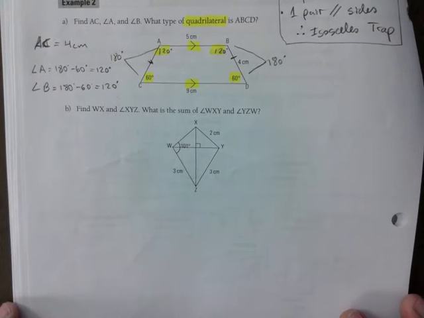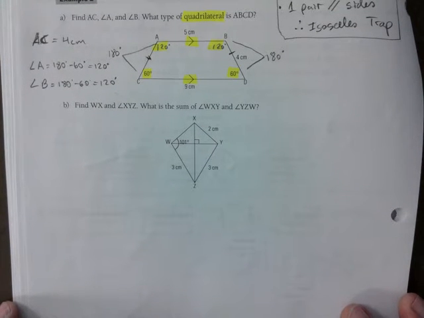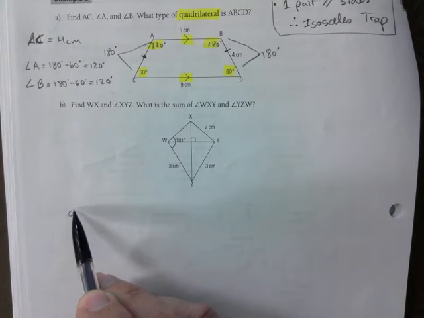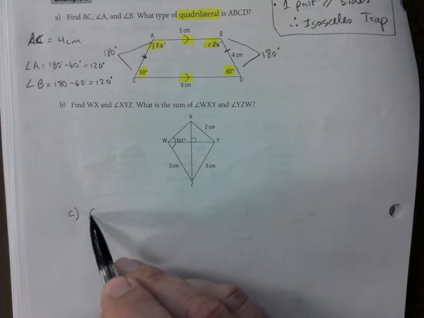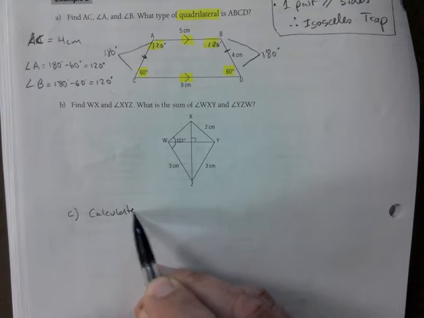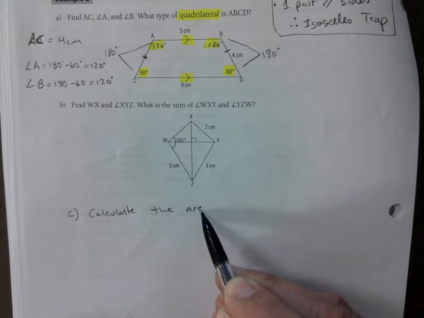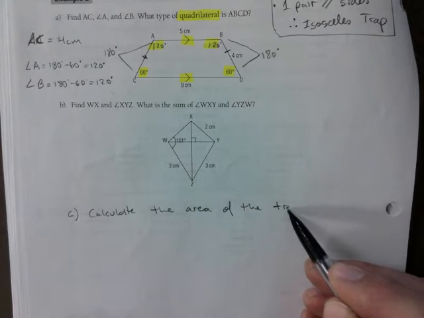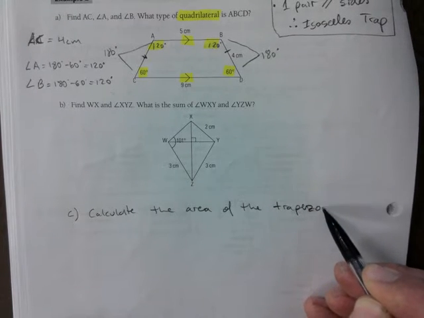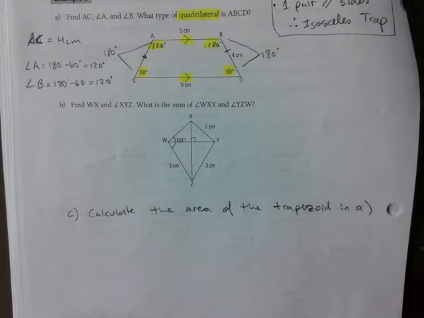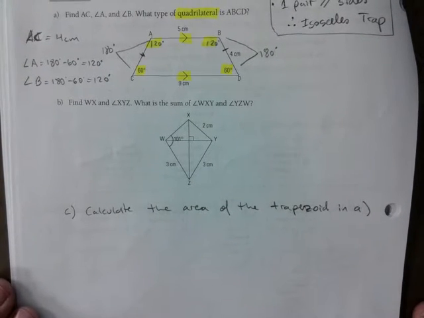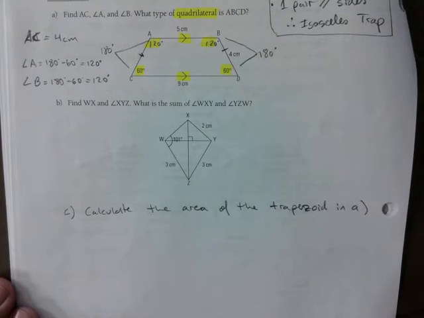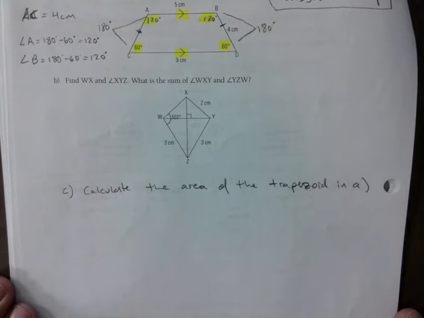But really what I wanted to do here is, pay attention. I want to skip B, leave a bit of space, and then go C here. Determine, calculate the area of the trapezoid in A. That's really what I want to do here. This is also important, but this is going to be worth more marks. I'm going to try to keep it on there.